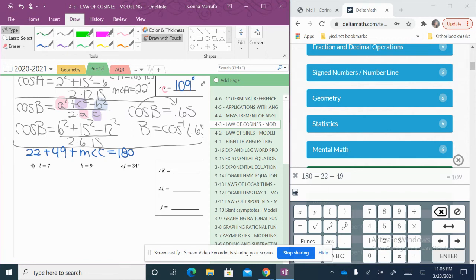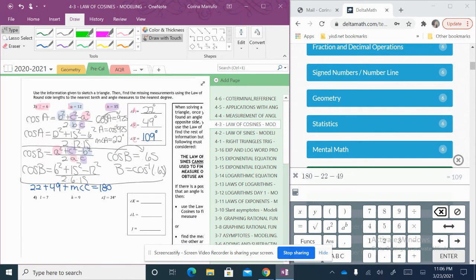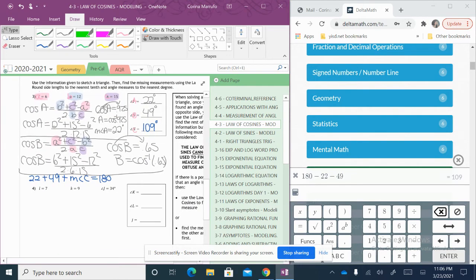Now the next section. Okay, so here it gives us L equals 7, K equals 9, and J equals 34. Oh, I forgot to tell you guys on this one. Since we changed the letters to A, B, and C, just make sure you go back and erase it or figure out which answer goes with which. So F, G, H, this is F, G, and H. Okay, so just be careful with that.